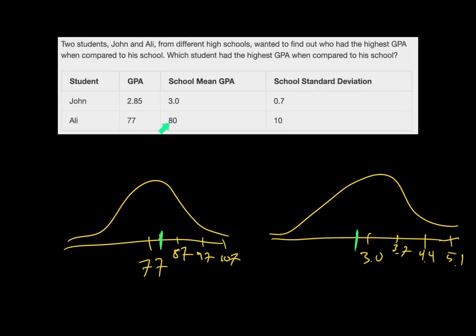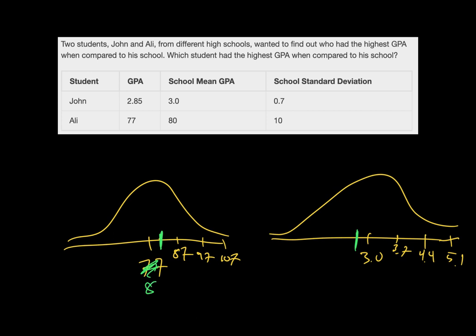All right, so get that again. So Ali was 77. Oh, this was 80. I did the wrong number. Dang it. So 80 is here. This number should be 80. That's what I get for going too fast.